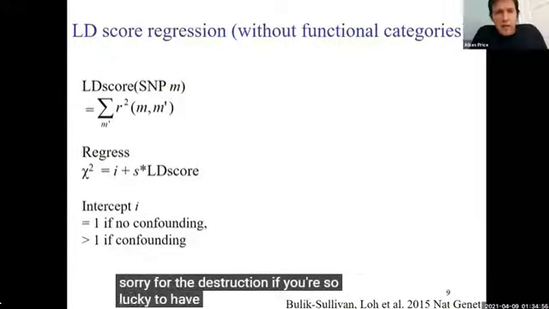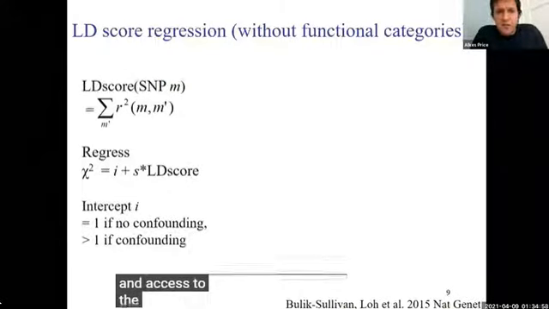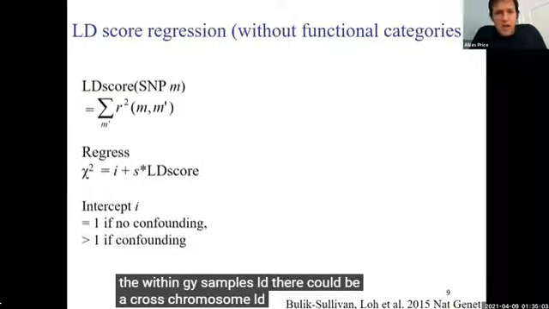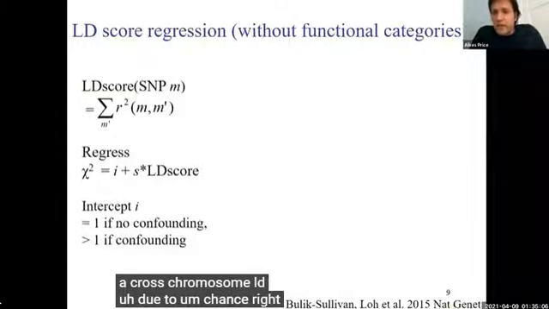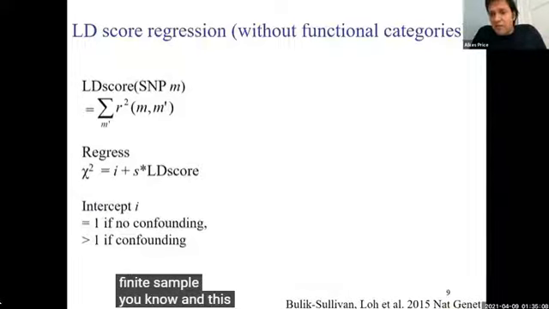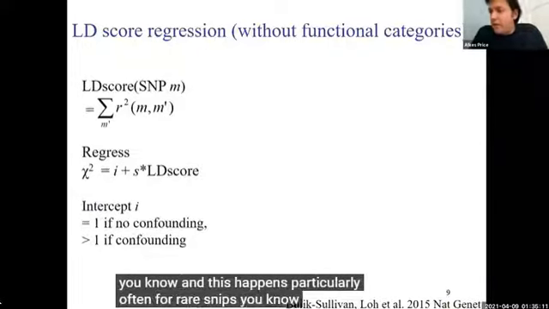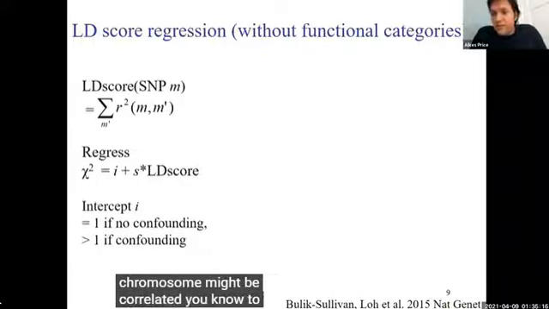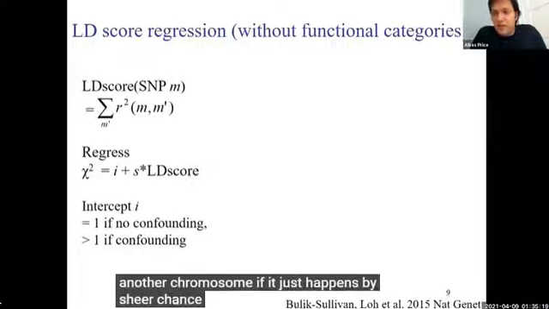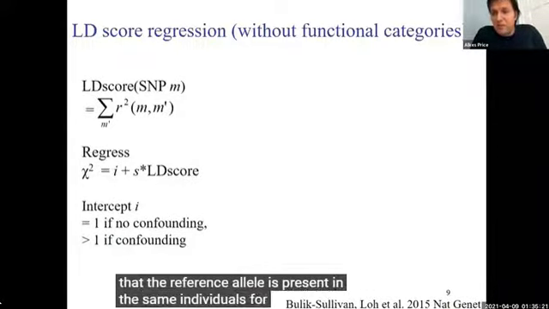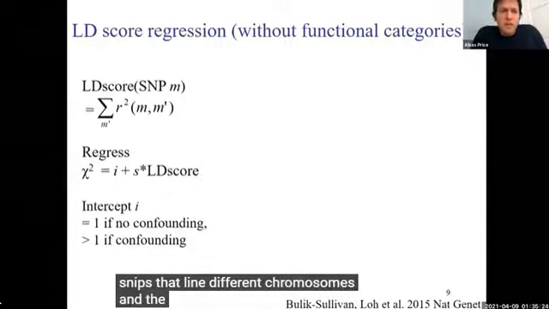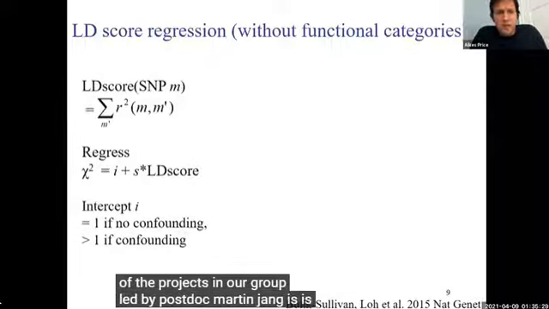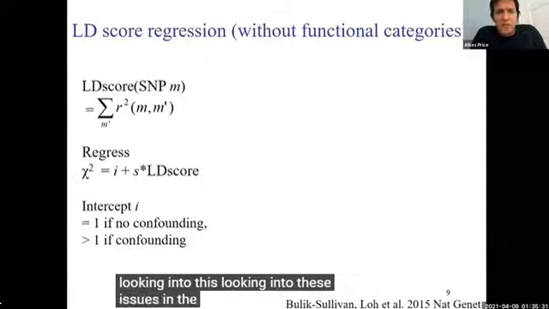If you're so lucky to have individual-level data and access to the within-GWAS-sample LD, there could be cross-chromosome LD due to chance, right? If I have a finite sample, and this happens particularly often for rare SNPs, a singleton on one chromosome might be correlated with a singleton on another chromosome if it just happens by sheer chance that the reference allele is present in the same individuals for both of those SNPs. And one of the projects in our group, led by postdoc Martin Zhang, is looking into these issues in the case of rare SNPs.